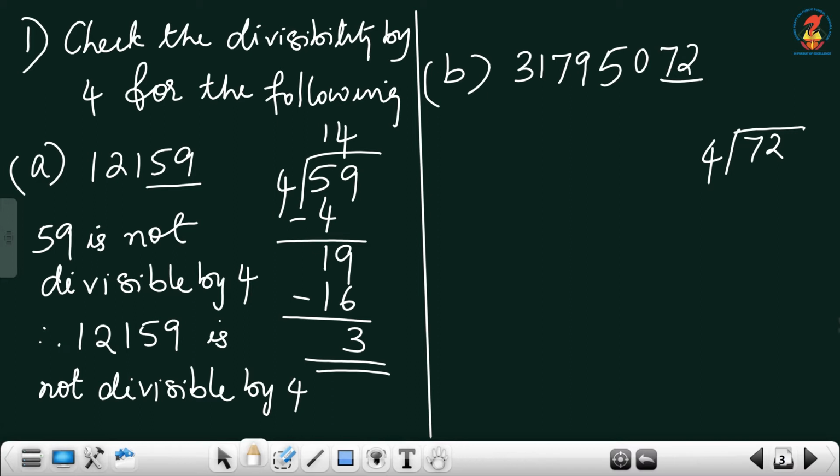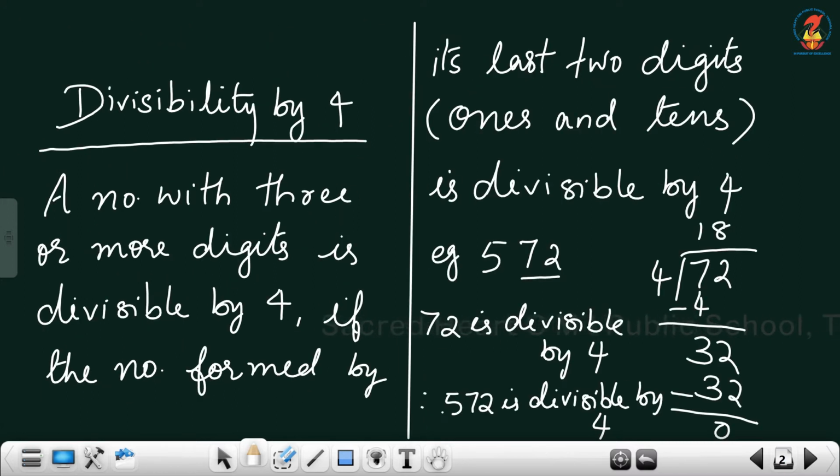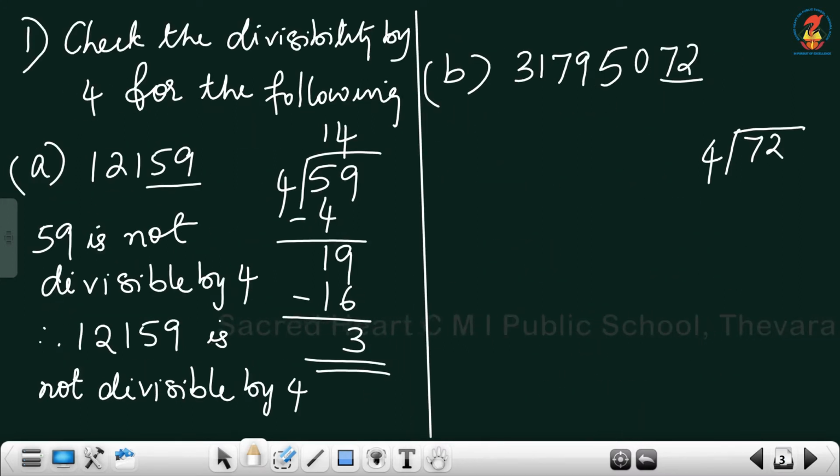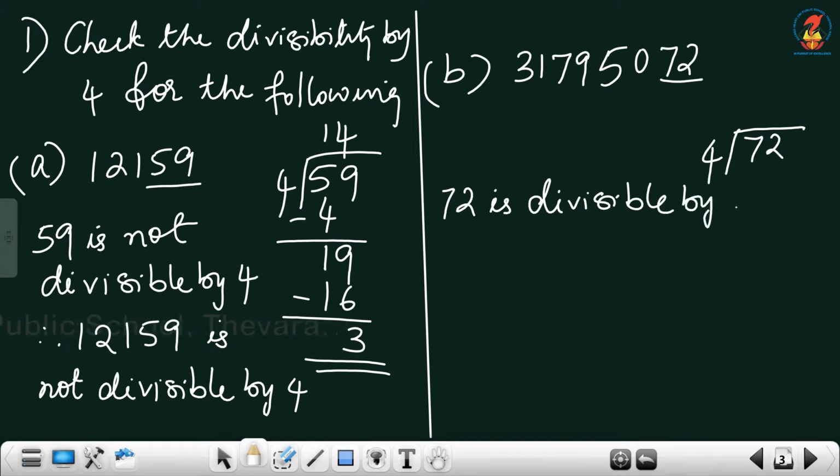Then the second question, this is the number given: 31795072. What you have to check? The last two digits only, 72. We have already got this answer. 72 is divisible by 4. Since 72 is divisible by 4, we can say the given number is divisible by 4. So what we can say, the given number 31795072 is divisible by 4.